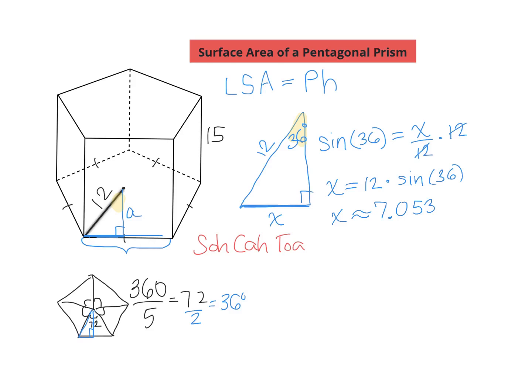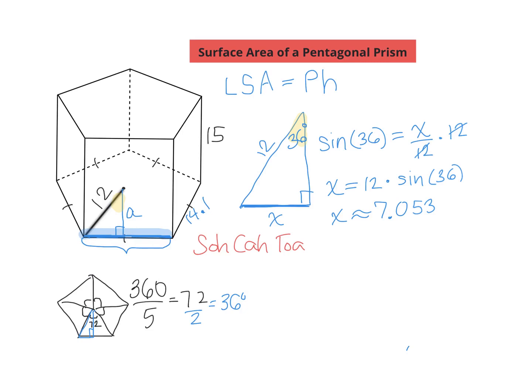So if I want to go the full distance right here, if I want to know this entire distance right here, I'm going to have to double that. So if I double that, I'm going to multiply that by 2. So that means my side length here is actually going to be closer to 14.1. Let's just go ahead and round it to the 10th place, so we're not using too many numbers here.